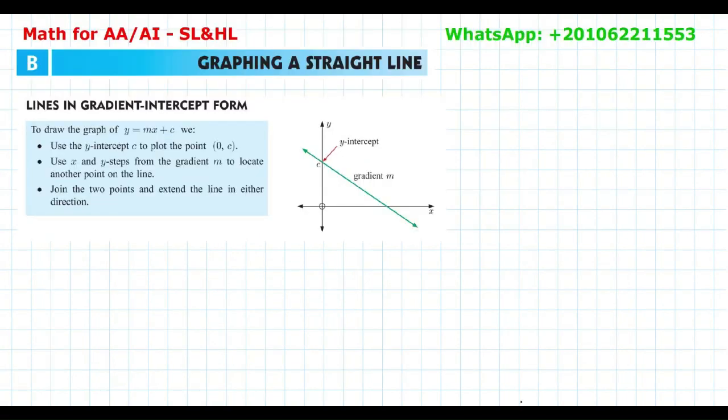Peace be upon you. Today we're going to talk about a new lesson for TP students. Today we're going to talk about how to graph, or graphing, a straight line. This lesson is for AA and AI students, whether you take standard level or higher level.